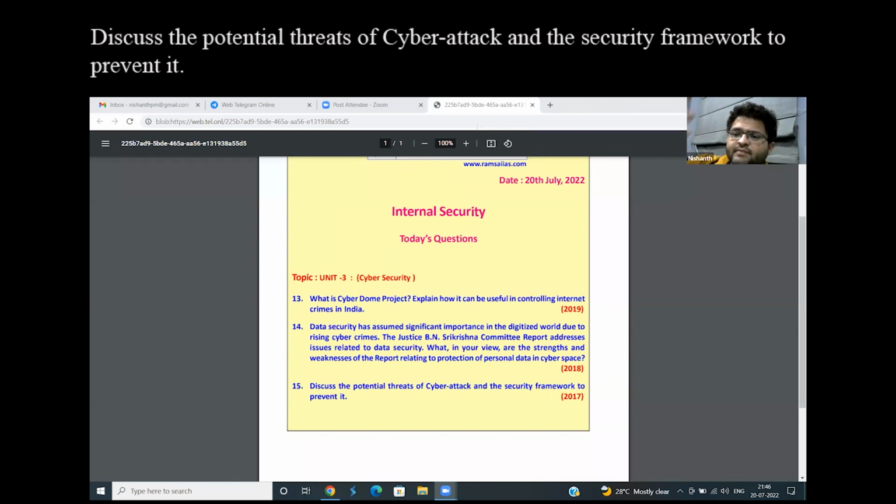So these are things you can mention in the conclusion, that we need to have a holistic approach, involve multiple stakeholders, and have a public-private partnership in dealing with cyber attacks and have a robust security framework. Clear?